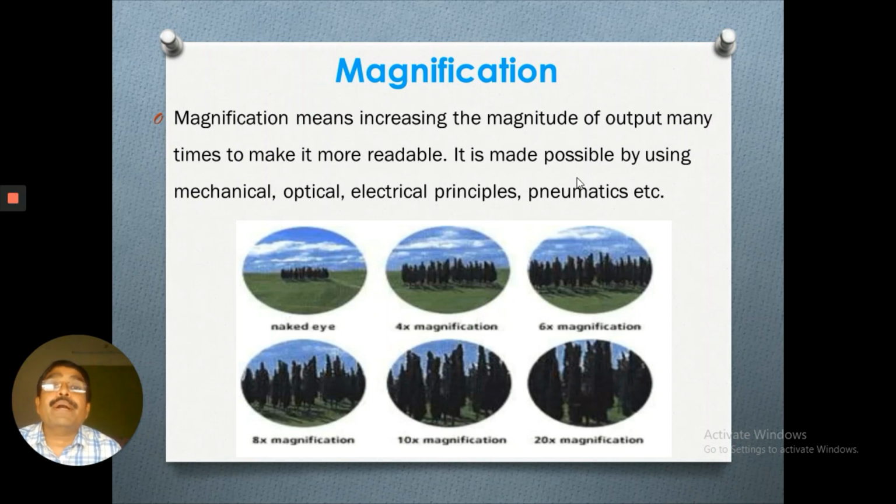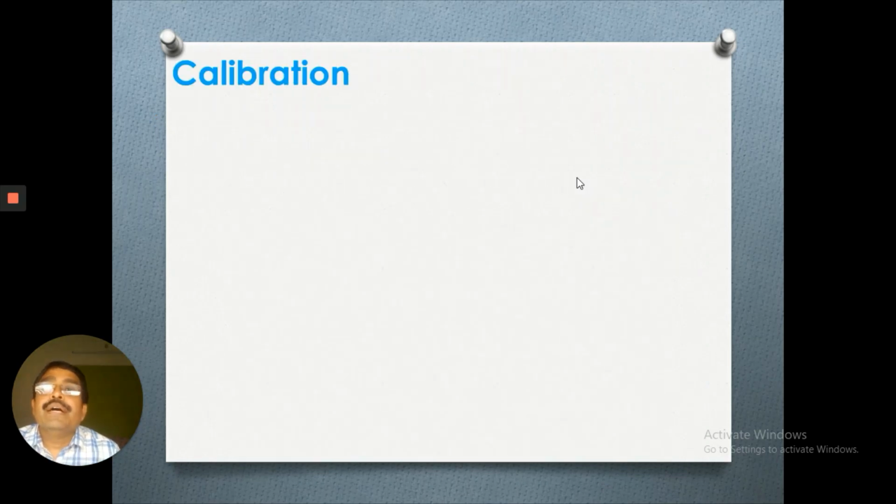But how are we magnifying? There are different ways. By mechanical means, that is, by using a gear mechanism or a lever mechanism. Optical means of magnification. When you're talking about the electrical, mostly amplifiers are used. So like that, we can use different means to magnify it. Next, a very important concept is calibration.